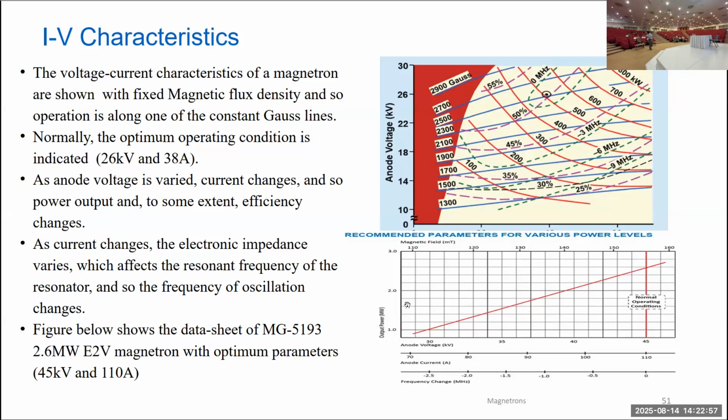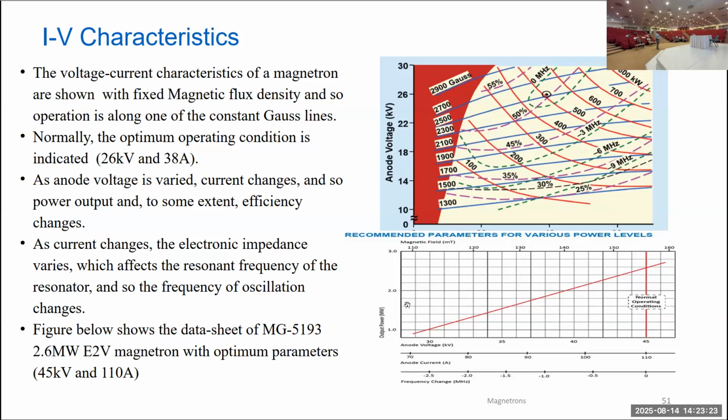And this spec sheet tells that if we change the voltage, we must be changing the anode current as well. And the RF power also changes. For optimum voltages and currents, the RF power is almost 2.6 megawatt.